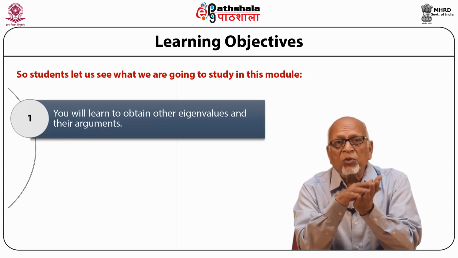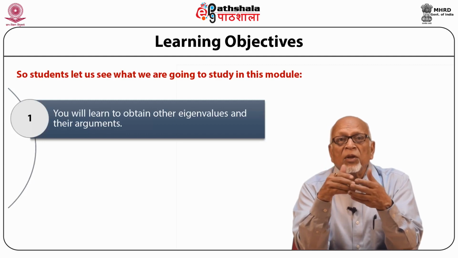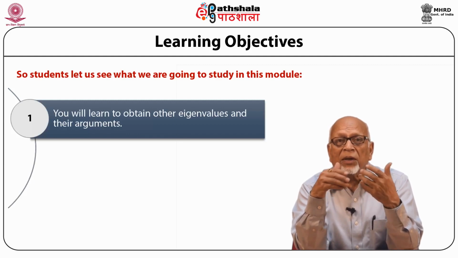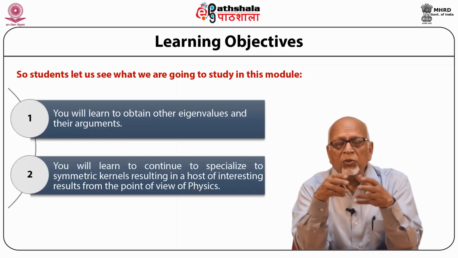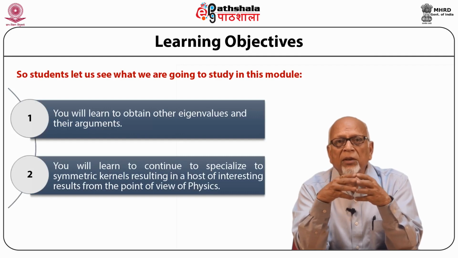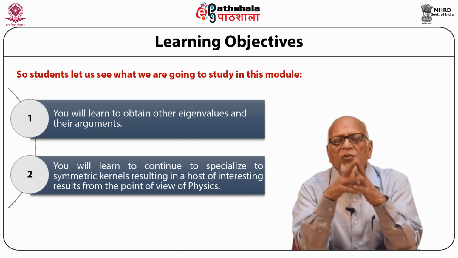Remember that in the first module, that is in the module before this, you learned that Gram-Schmidt theory tells you that at least one eigenvalue exists. Now, we will learn about other eigenvalues. You will learn to continue to specialize to symmetric kernels, resulting in a host of interesting results from the point of view of physics.